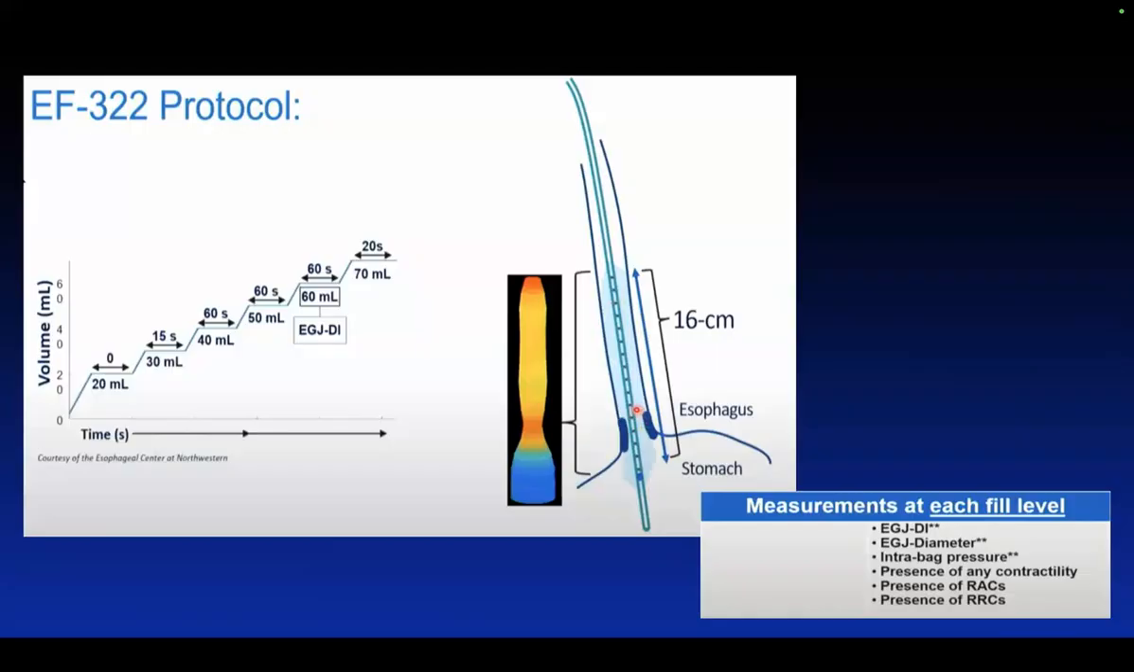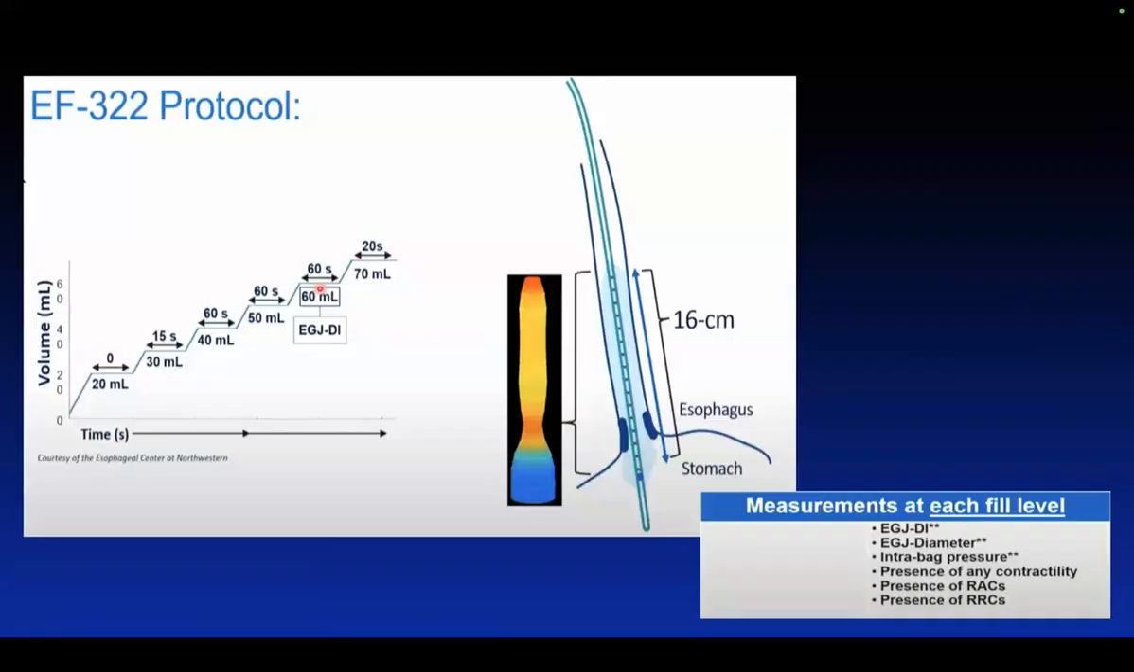And once you place this across the EG junction, you start inflating the balloon with various volumes of liquid, and at various volumes you give certain time to see what is happening, to see what waves are being seen. Around 60 seconds you start observing at 40 ml, 50 ml, 60 ml and 70 ml. And once you inflate it at 70 ml, you again bring it back to 60, and at 60 usually this is the point where you assess the various metrics.